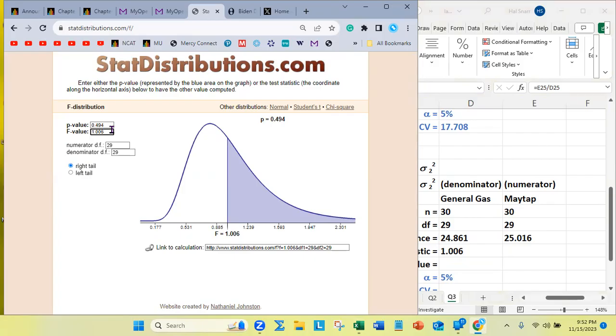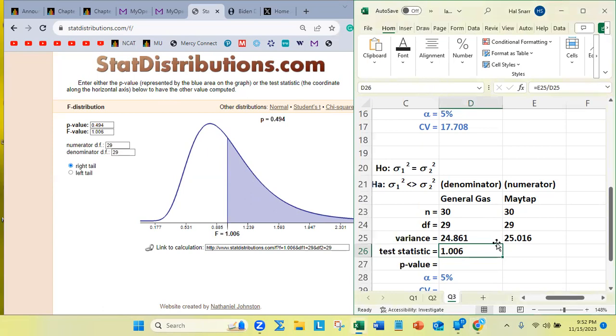Now, if this were a one-tailed test, the p-value of the test statistic would be 0.494, right? But it's not a one-tailed test. It's a two-tailed test. So we've got to add this tail to this tail over here, okay? And because this is always bigger than 1, we don't really have to worry about this tail over here. All we've got to do is multiply this by 2, right? And one way to see this is to take the smaller variance and divide by the bigger variance, and you get 0.994, right?